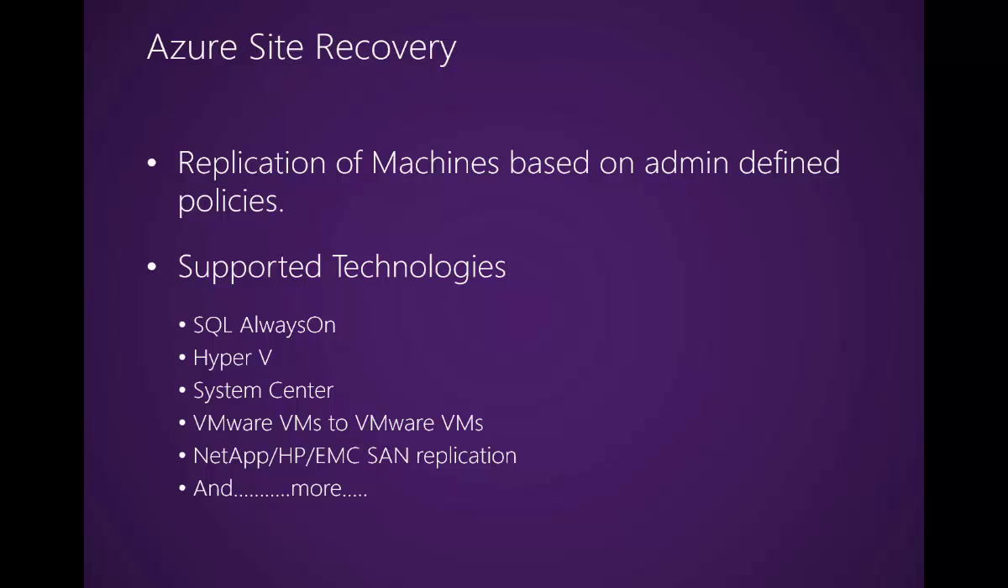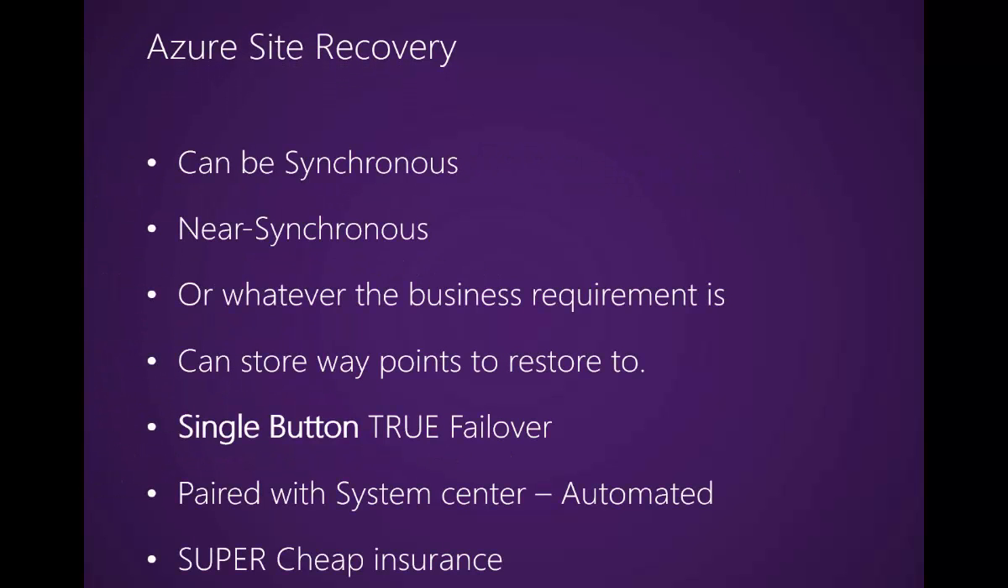So some of the supported technologies: Always On, Hyper-V, System Center for automation, vCenter. We have VMware, SAN replication, and again more. We have things like physical, which is in either private preview or public preview. Actually, it's not public preview because it's not readily available right now, so you have to request access to that, but you still can do it. So it can be near synchronous or synchronous. It sort of depends on your requirements. There are ramifications cost-wise, deciding on which you pick. So it's really whatever is relevant to the business.